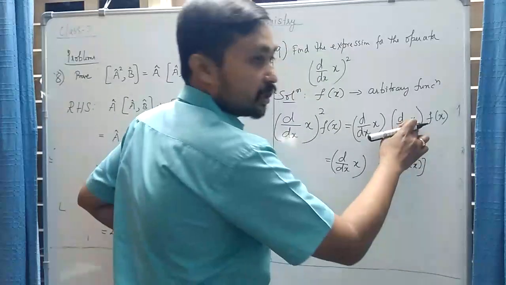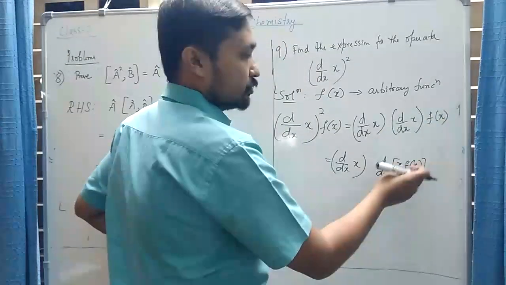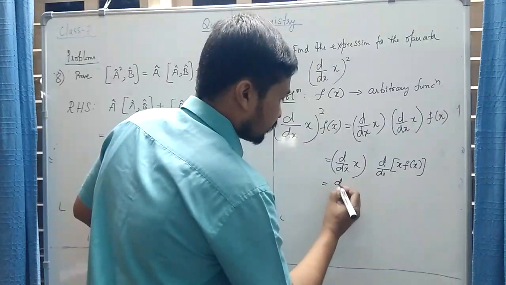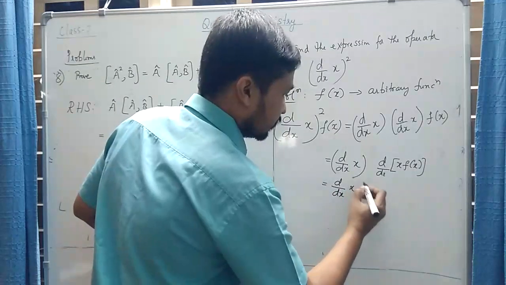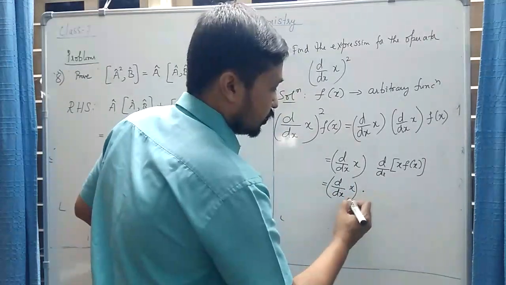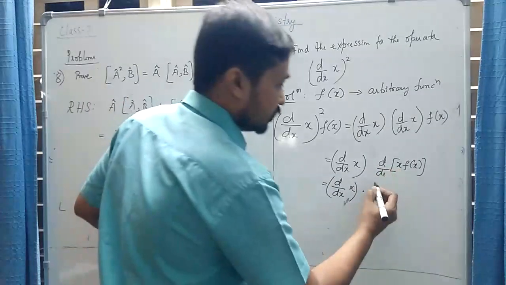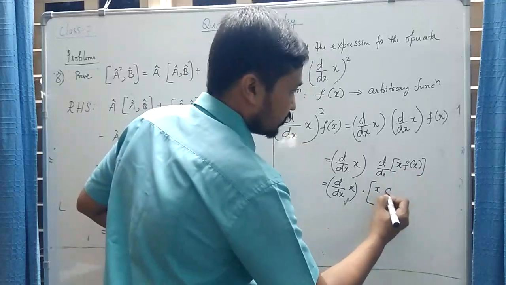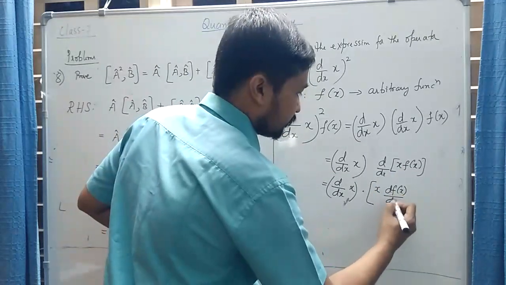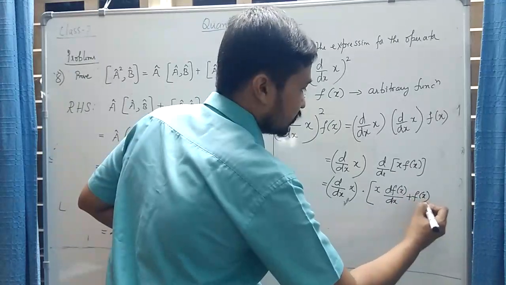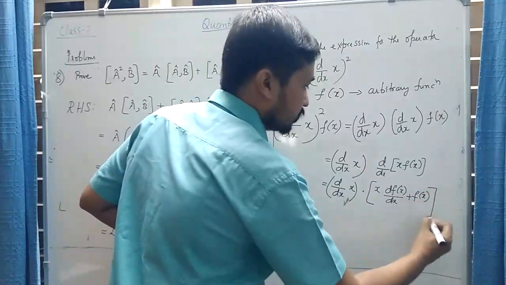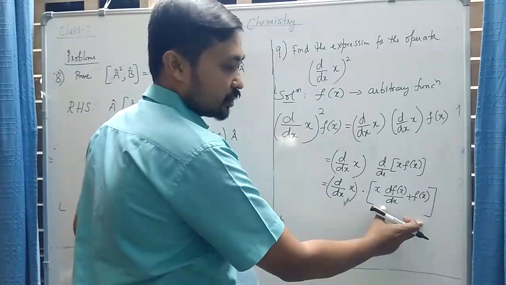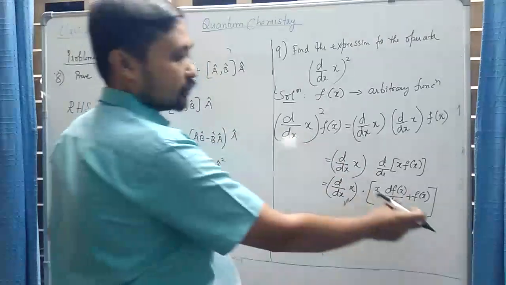This multiplication operator is applied first, to give this function x into f of x, on which you have to apply the second operator. So this becomes d/dx into x, and let us apply the second operator on this, so it becomes first function into differentiation of second function plus second function into differentiation of first function, that is 1. Okay, d/dx of x is 1.